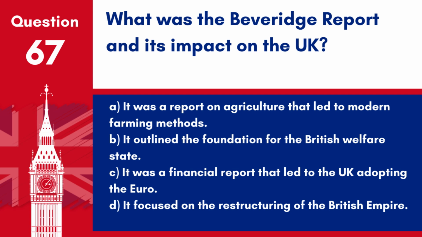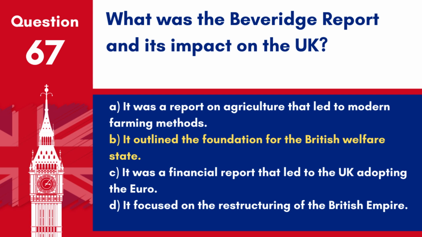A. It was a report on agriculture that led to modern farming methods. B. It outlined the foundation for the British welfare state. C. It was a financial report that led to the UK adopting the euro. D. It focused on the restructuring of the British Empire. Answer: B. It outlined the foundation for the British welfare state.